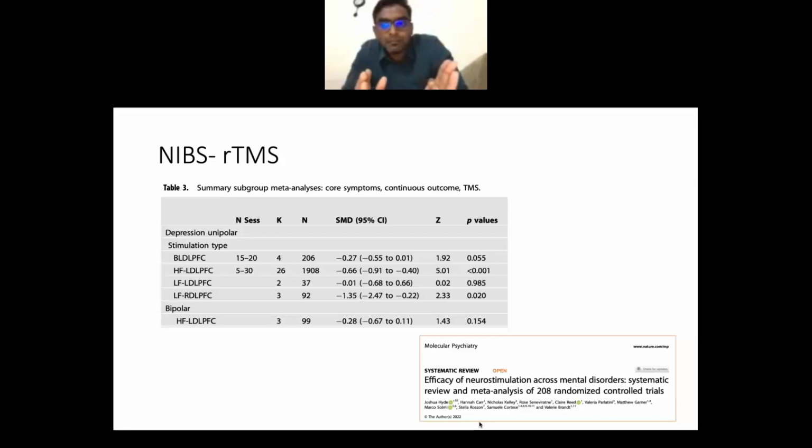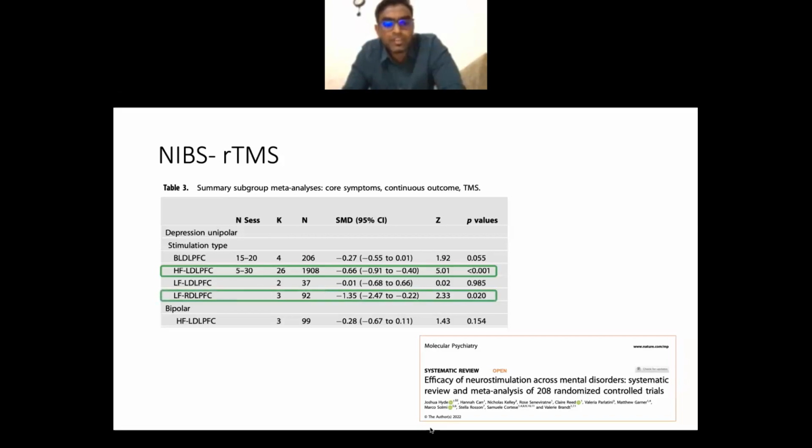But this is one systematic review and meta-analysis which included trials across various disorders. What this study tells is that high frequency stimulation, which is excitatory stimulation to the left DLPFC, is quite effective in cases of unipolar depression. But the same is not very true for cases of bipolar depression. So not much evidence. The evidence is still coming up whether to use rTMS in cases of them or not.